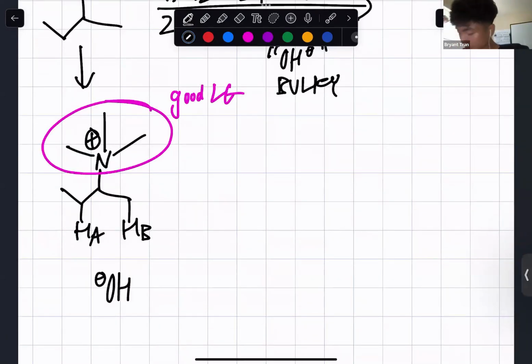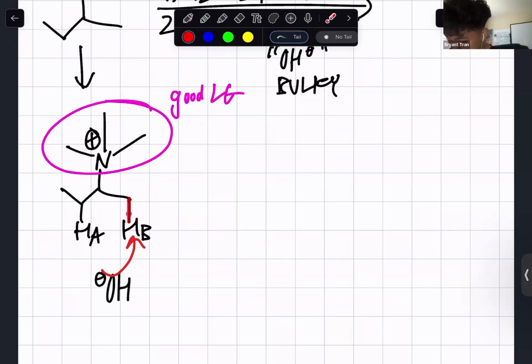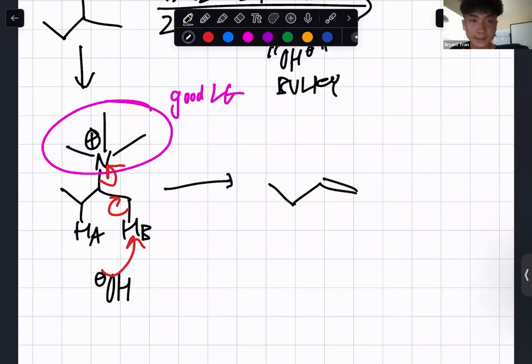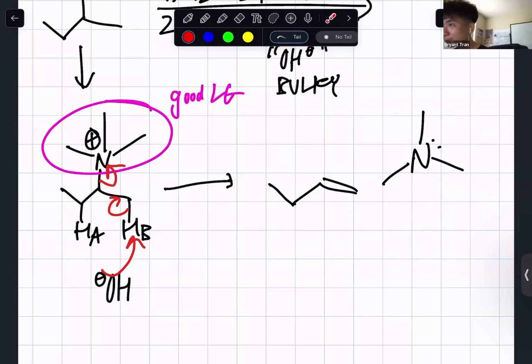The less substituted alkene. Then I would grab the HB. HB, correct, because HB is less substituted than HA. So we grab HB here. The bond between HB and carbon goes over to make a bond right here, right? Which creates that double bond. And we kick off this leaving group as a result to give us this final product here, which is that less substituted E2 Hofmann alkene and this trimethylamine, which is the key to stop this reaction right there.